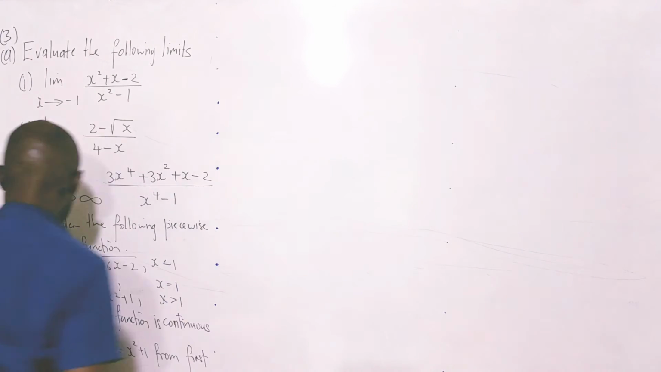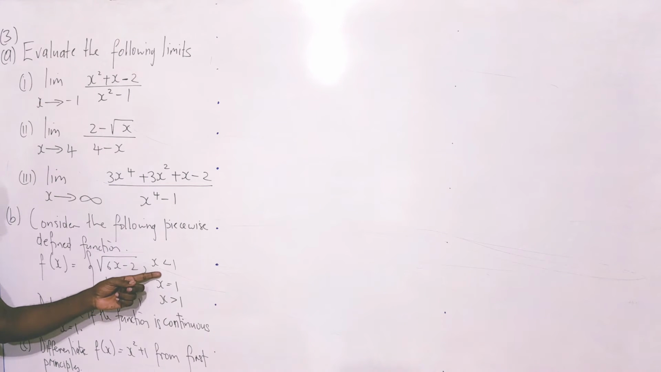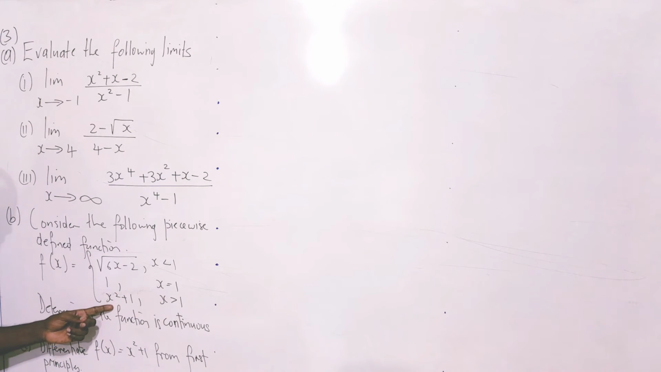So part B says, we're to consider the following piecewise defined function, f of x equals root of 6x minus 2, where x is less than 1, f of x equals 1, where x is equal to 1, f of x equals x squared plus 1 for x greater than 1, and we want to determine if the function is continuous at x equals 1.